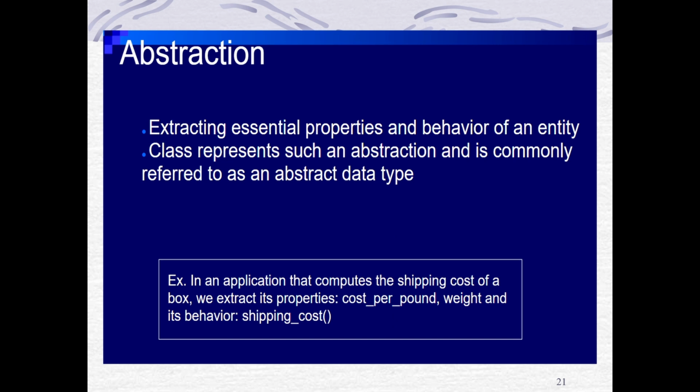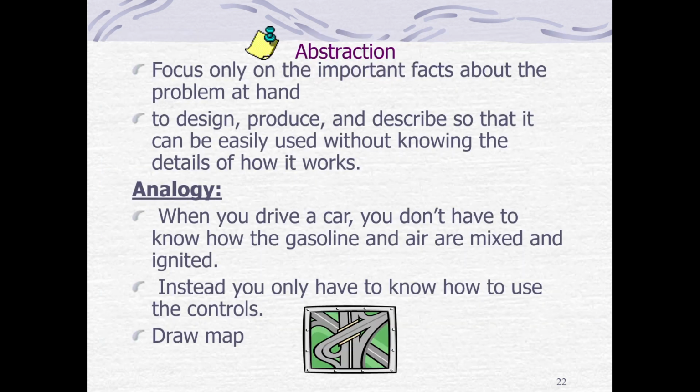The next feature of OOPS is abstraction. What is meant by abstraction? Extracting essential properties and behavior of an entity is called abstraction. That means a class represents such an abstraction and is commonly referred to as an abstract data type. Mainly the abstraction focuses only on the important facts about the problem at hand, to design, produce and describe, so it can be easily used without knowing the details of how it works.